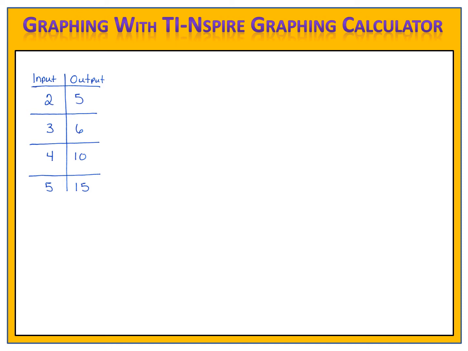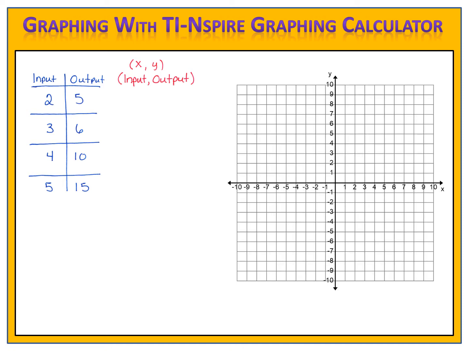Now we're going to combine this with something else that we know. We know about graphs. We can write the inputs and outputs as ordered pairs, which are basically x and y. And then we can plot those points on the coordinate plane. When we have the input 2 and the output 5, we can write that as the point (2, 5), and we can plot that point on the graph.